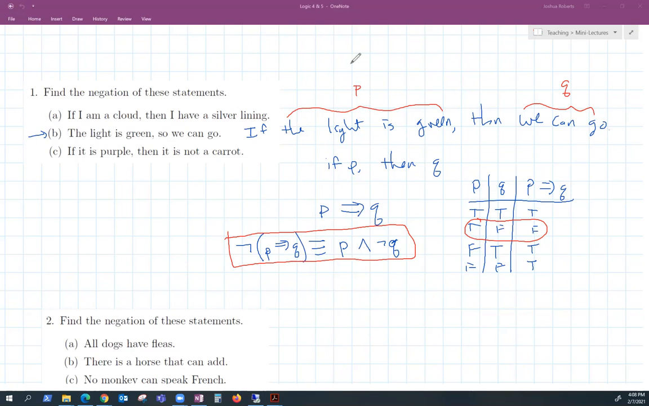So going back to this original statement, I'm going to write it right here. The negation of this would be P and not Q. So the light is green. That's P. And we cannot go. So think of it again in terms of when are you being told a lie. If the promise you're given is, if the light is green, then we can go, well, that is a lie when the light's green and you're not allowed to go. So that's how you negate implications.